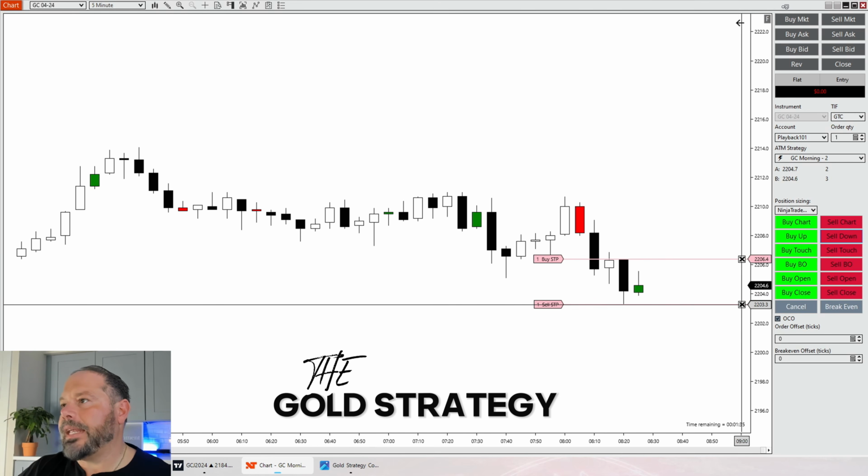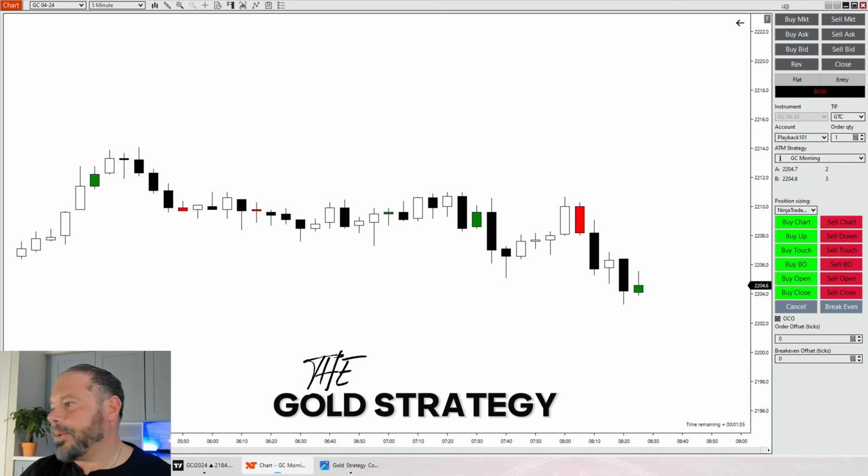So I'm going to cancel these two out. I'm going to run this in Sim. This is just today's trade right here. And you guys can see how quickly I get into this trade.